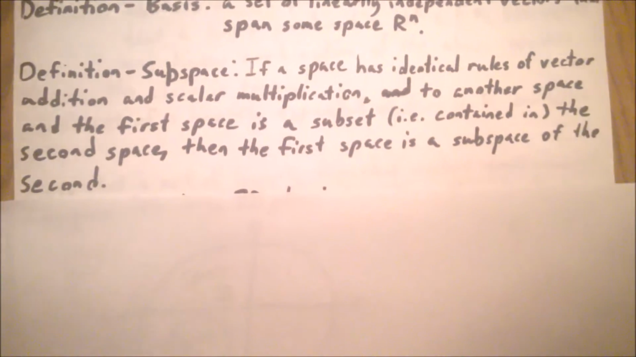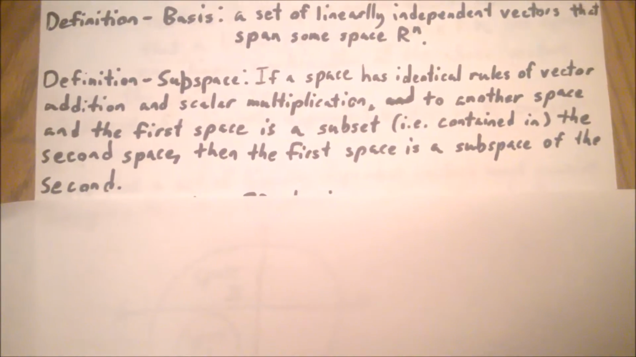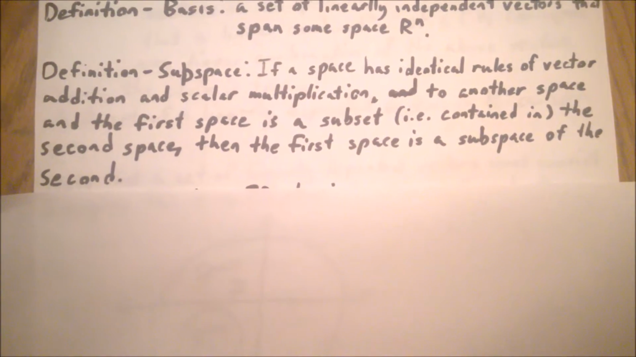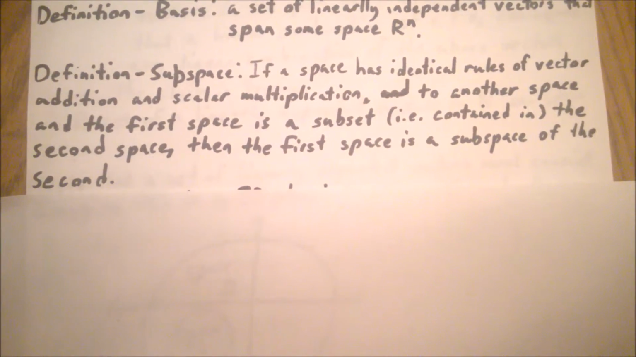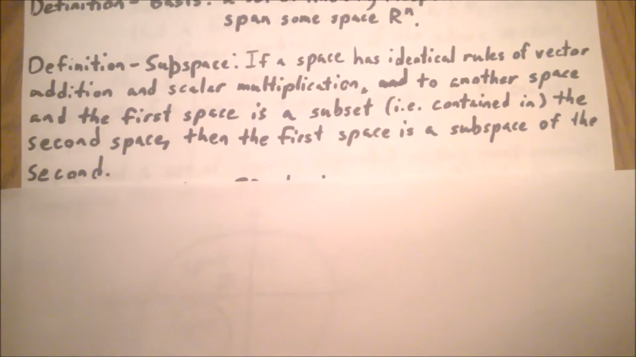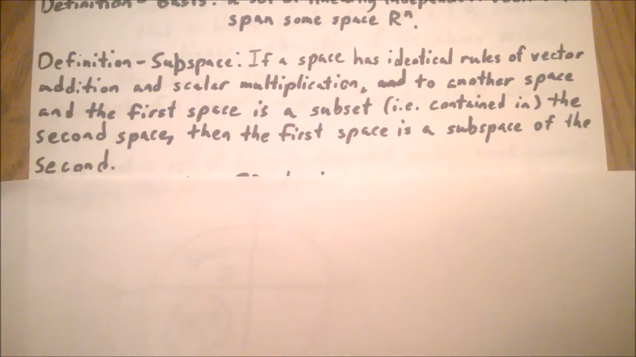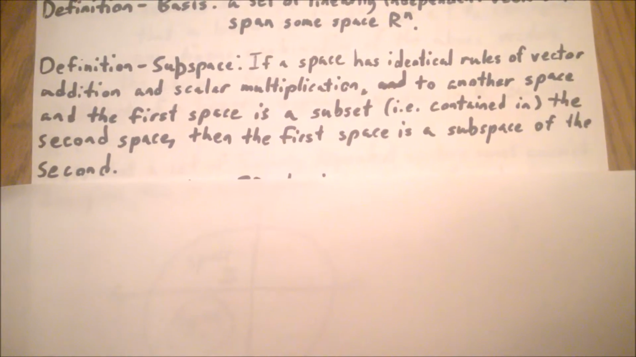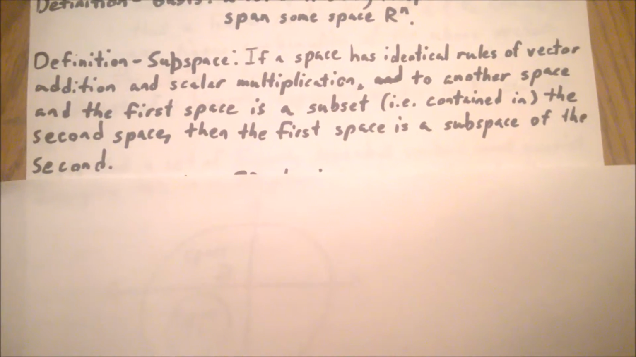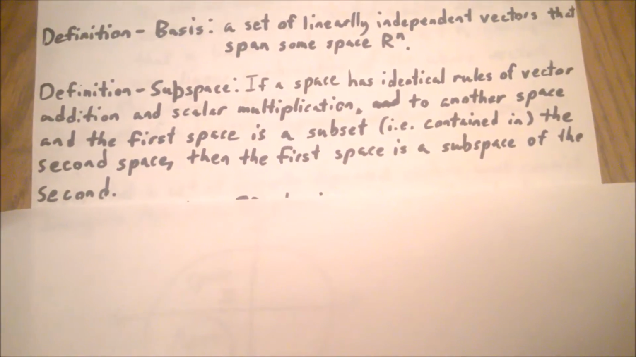Okay. And now what is a subspace? Well, a subspace is a space that has identical rules of vector addition and scalar multiplication in relation to another space. And the first space is a subset, or in this case, contained in the second space. Then this first space is a subspace of the second vector space.